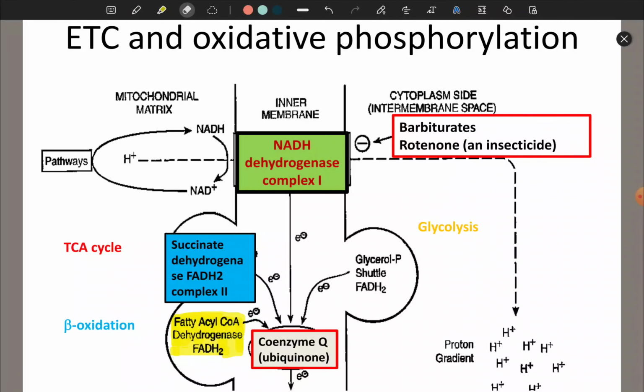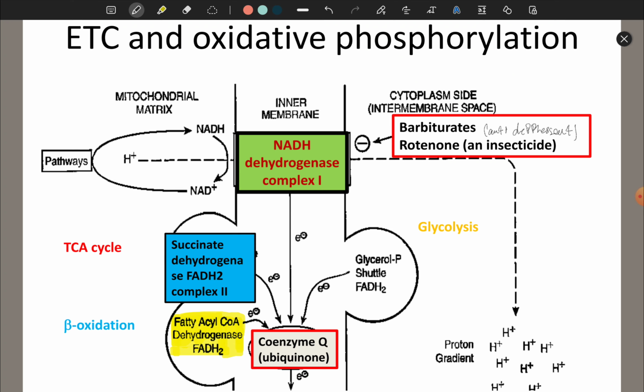Barbiturate is an anti-depressant, a hypnotic drug, and has many uses. Again, in overdose, barbiturate inhibits NADH dehydrogenase, complex 1. Rotenone, which is an insecticide, if it causes toxicity, will also inhibit complex 1. So barbiturate inhibits NADH dehydrogenase, complex 1, and affects ATP production.